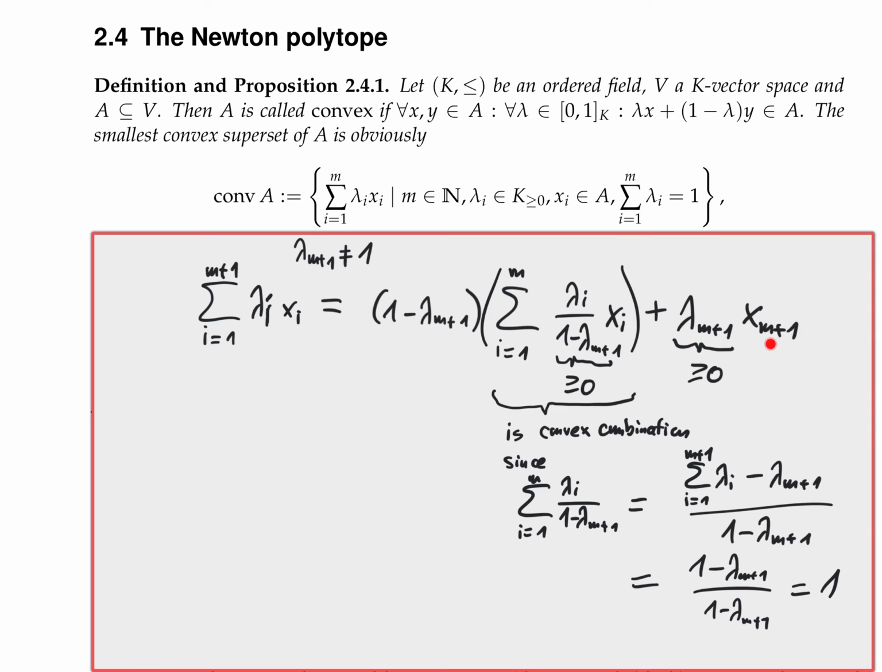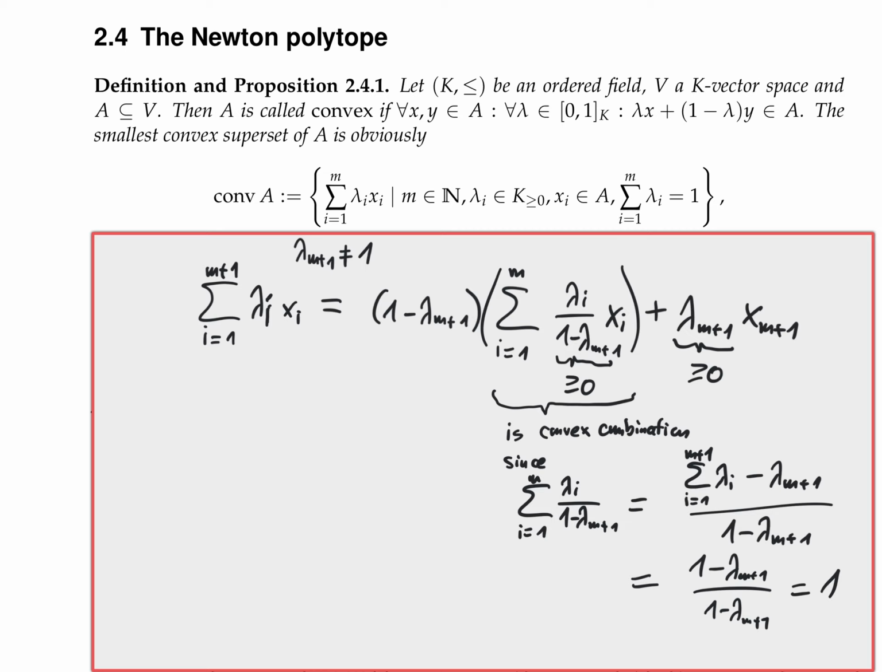And this, of course, is also there, and this is a convex combination, right? Of two elements. So I see here that such a convex combination of m plus 1 elements is also in this superset, right?